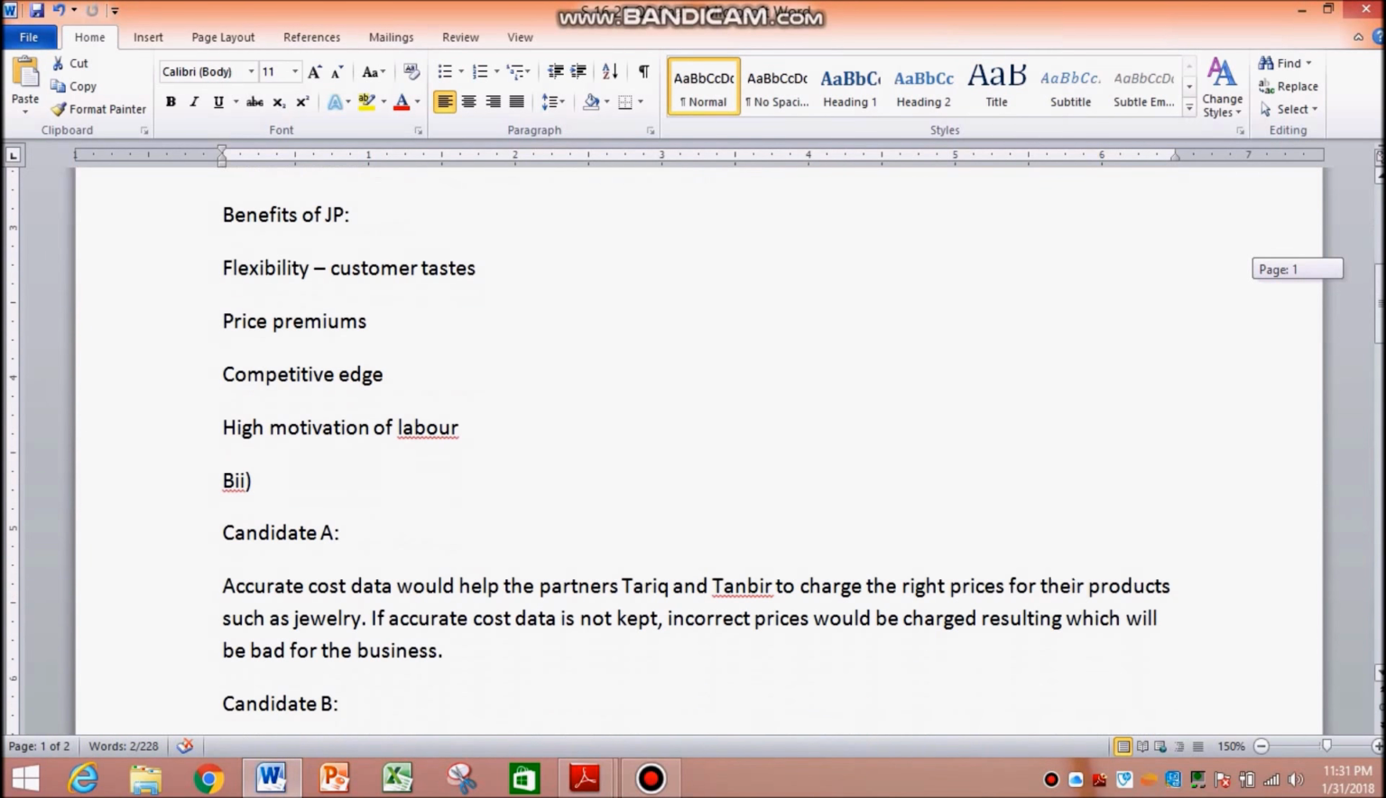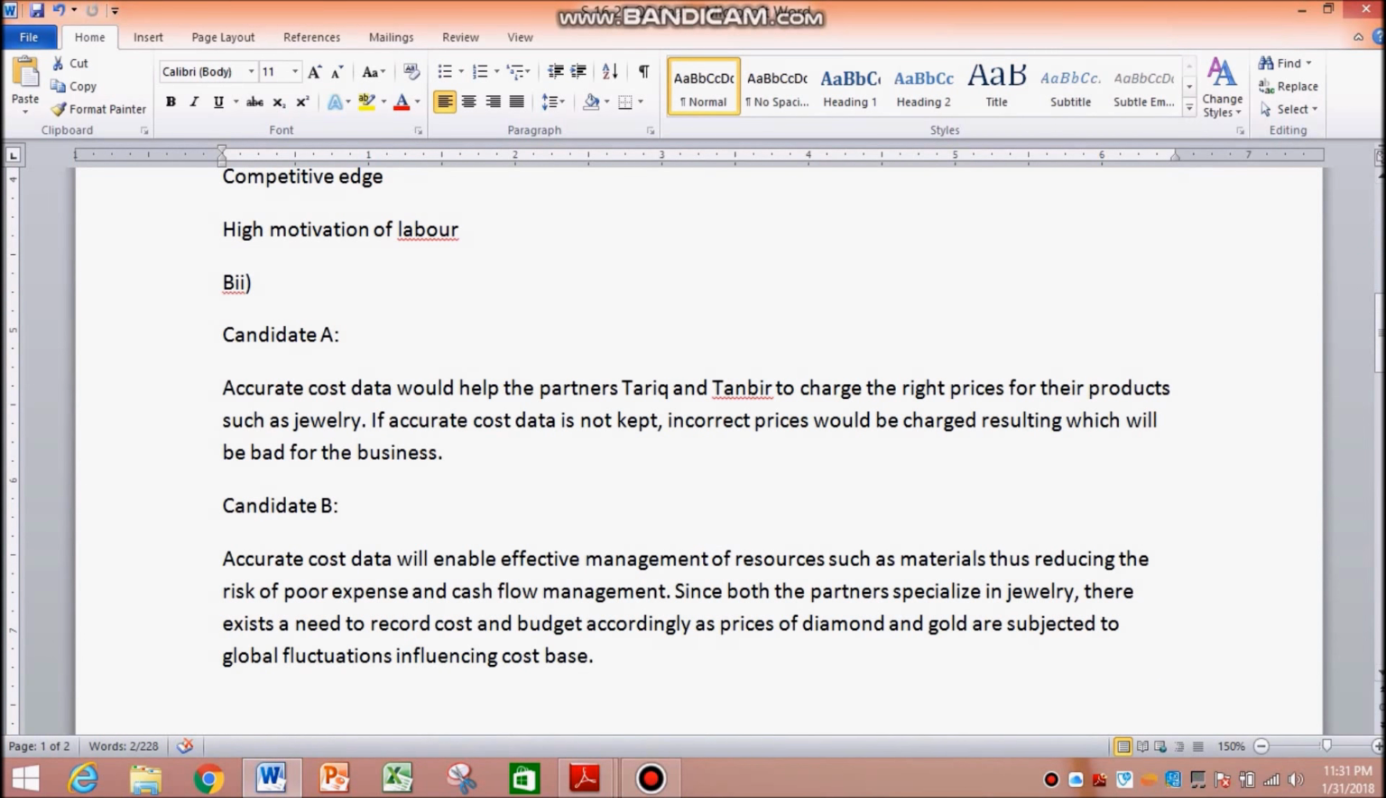There is a candidate who has written the answer to part B. Accurate cost data would help the partners Tariq and Tanbir to charge the right prices for their products such as jewelry. If accurate cost data is not kept, incorrect prices would be charged, which will be bad for the business. Now pause this video and think how much marks would you give to this candidate out of 3.